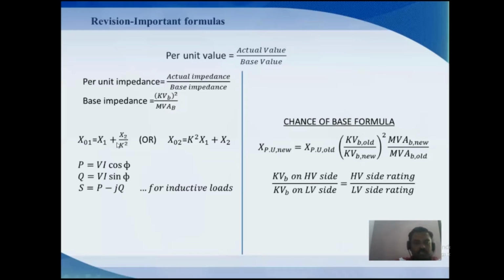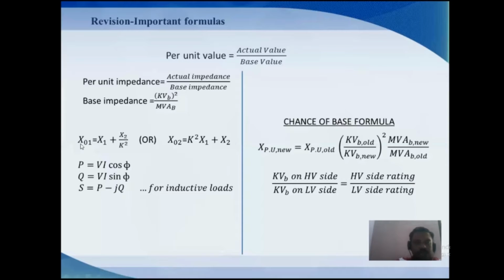Then these formulas are for transformers. To transfer the secondary side reactances to the primary side, referred to primary side, X01 is equal to X1 plus X2 divided by K square. K is the transformation ratio. X1 is the primary side reactance, X2 is the secondary side reactance. Or use the second formula, referred to secondary side: X02 is equal to K square X1 plus X2.